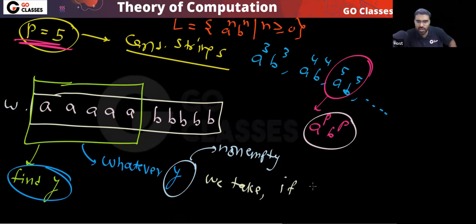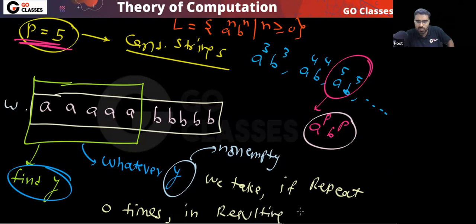If we repeat 0 times, what will happen? Then in the resulting string, what is going to happen? In the resulting string, I can say the number of a will definitely be less than the number of b. Do you agree with me? Number of a will definitely be less than or equal to number of b.